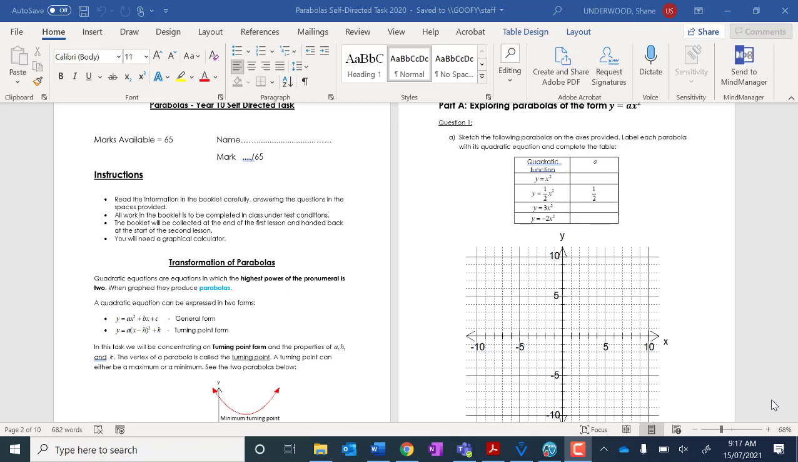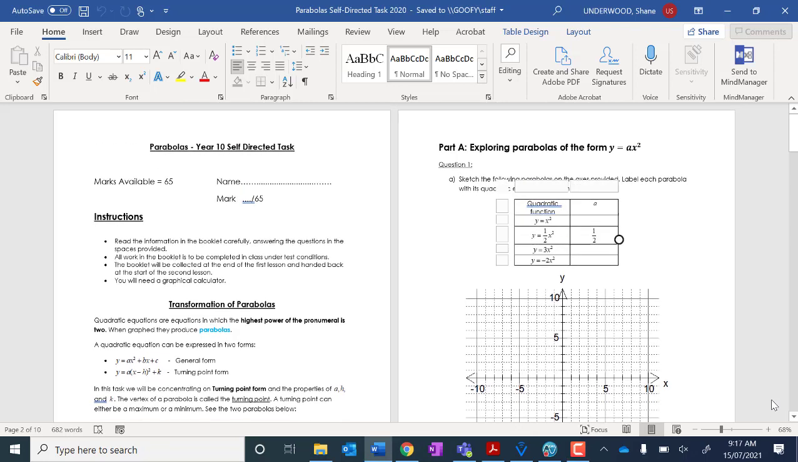Hi, you tens. We're going to just go through your self-directed task on parabolas. I'm just going to give you a few hints which hopefully can help you in doing this as efficiently and effectively as possible. First of all, we're going to be looking at exploring parabolas in the form y is equal to ax squared. So over here, we're going to be looking at the coefficient of x squared for these.